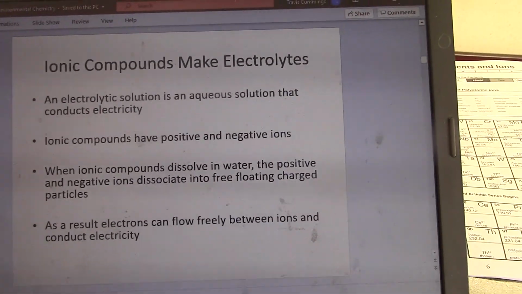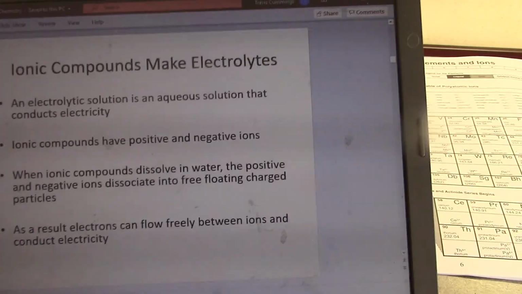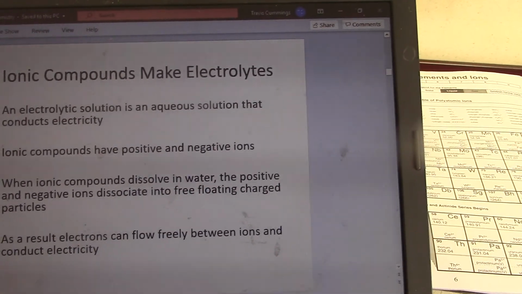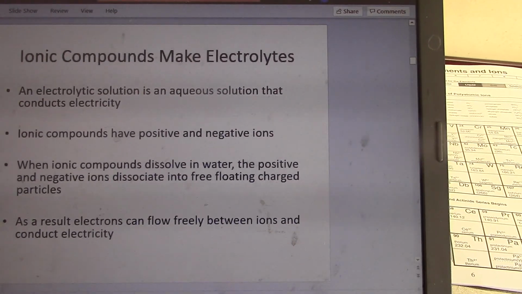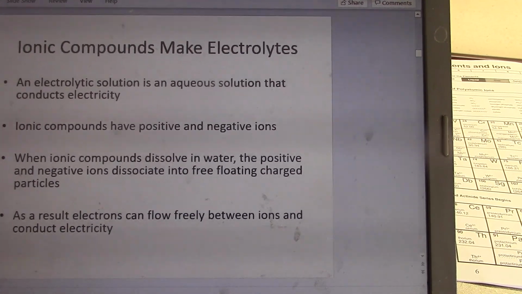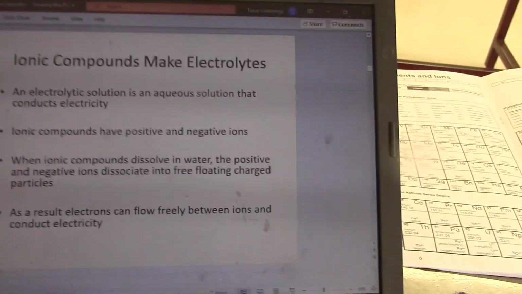That's what happens when we make acids, all right? And because we have these free-floating ions, we have electrons that are released into a solution. And as a result, the ions can, the solution can then conduct electricity.